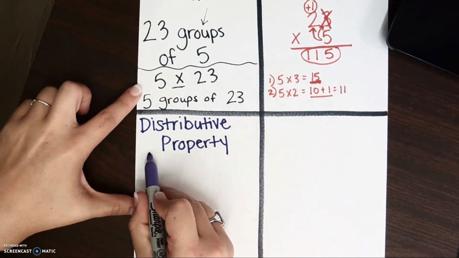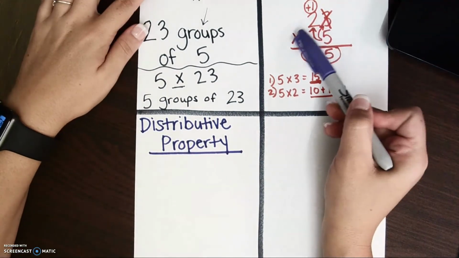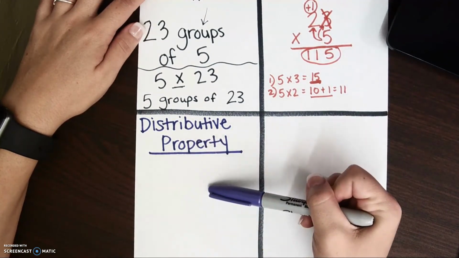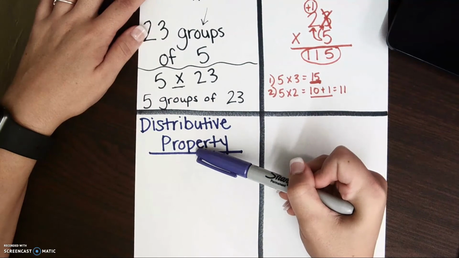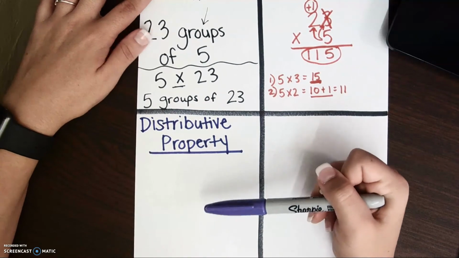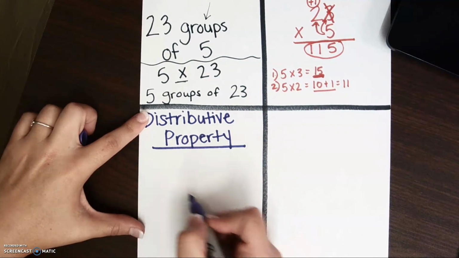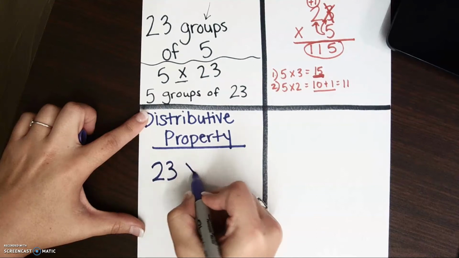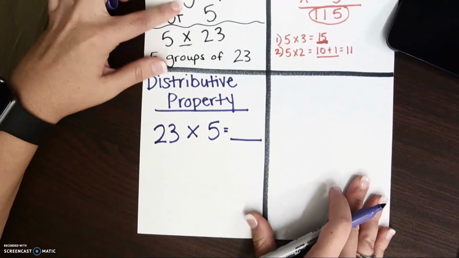All right, so this is the distributive property. And I'm going to use the same numbers I used up here, because if I do it a different way, I should still get an answer of 115, because I'm just using a different strategy. And if my answer doesn't match the answer up here, then that means I've done something wrong in one of these places, okay? This time I'm going to write it sideways because it's easier to see it broken down. So I'm going to do 23 times 5. I'll leave a little space for my answer, all right?